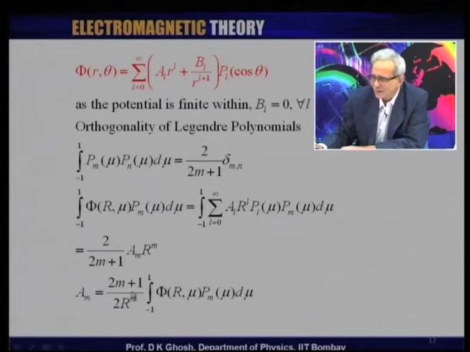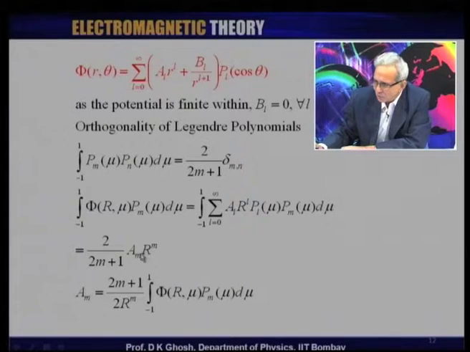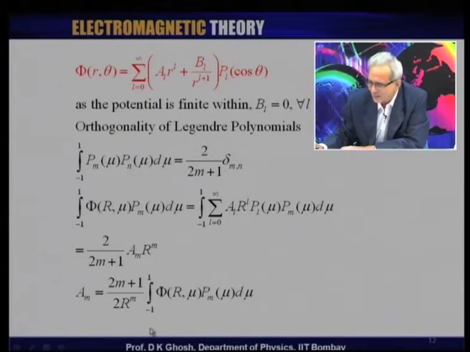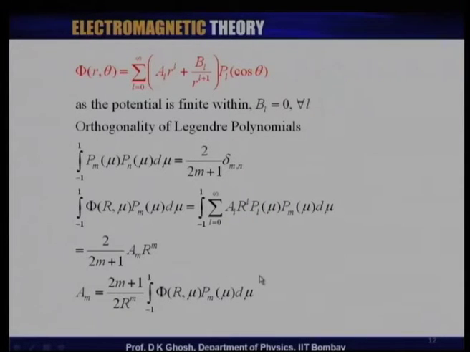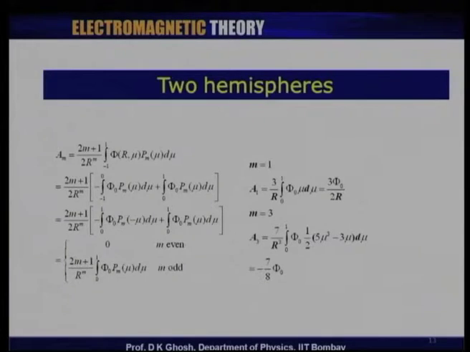So, as a result, the coefficient A_m is given by 2m plus 1 by 2 capital R to the power m, times an integral from minus 1 to plus 1 of phi with P_m(mu). Now, this is the integral that I have to evaluate from minus 1 to plus 1, and you remember I know the value of phi in the northern hemisphere and in the southern hemisphere.